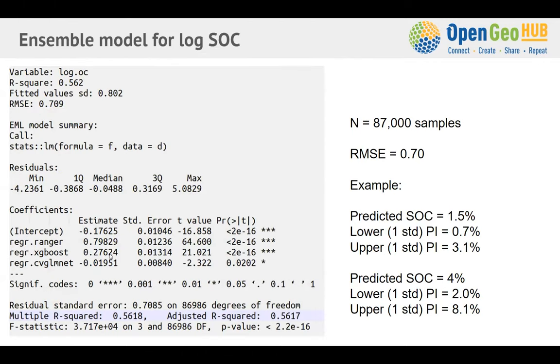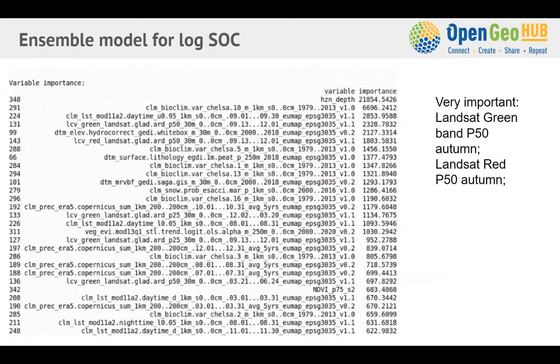This is the result of ensemble machine learning. Usually the random forest pops up as the most significant base learner, but also a simpler learner, cv-glmnet, often pops up as a component for prediction. And when you look at the variable importance, this is bingo, we see the Landsat green band P50 for the autumn. For Landsat, we have four seasons, and for each season, we have three quantiles and eight bands. So there are a lot of Landsat images, about 180. Then we also produce NDVI and all the vegetation indices.